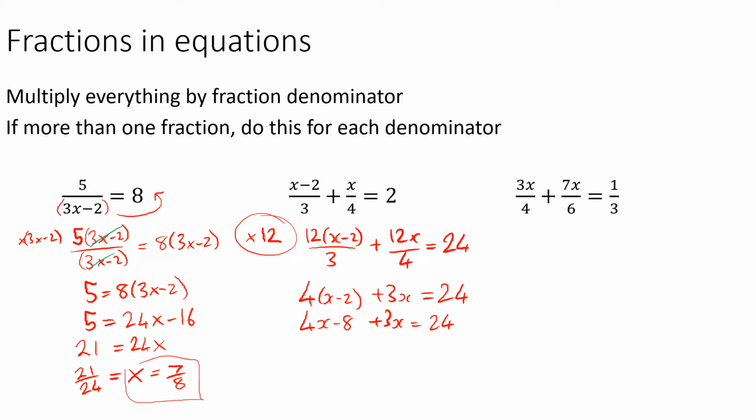That was m, that was e. Now we're going to collect our terms. We're going to have 4x plus 3x is 7x. We're going to add the 8 to the other side, so 7x is 32. Nothing to factorize, so let's divide.